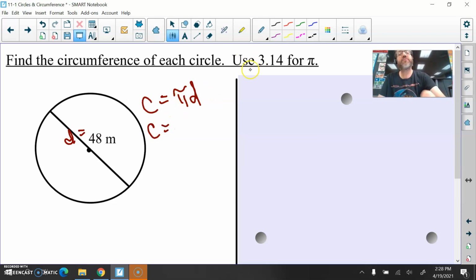C equals 3.14 times 48. And now I get to multiply these together. Oh, what's that going to be? Around 155 or so, 156. Let's see. 3.14 times 48, I'm just using my calculator, equals 150.72.